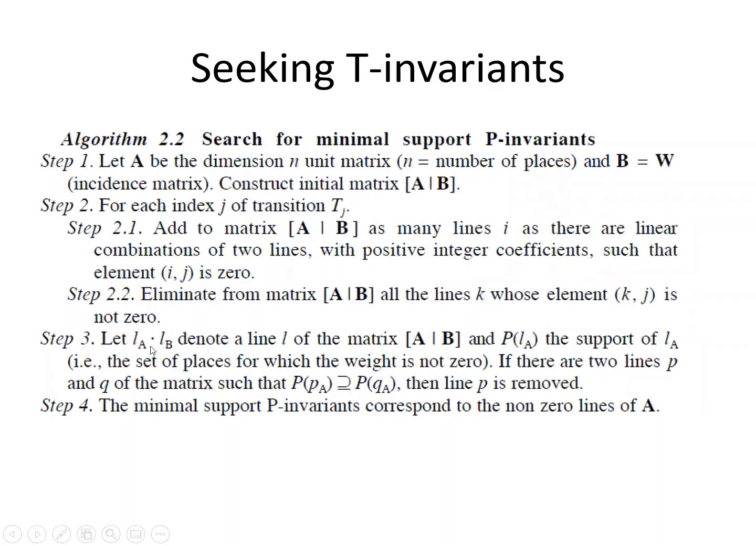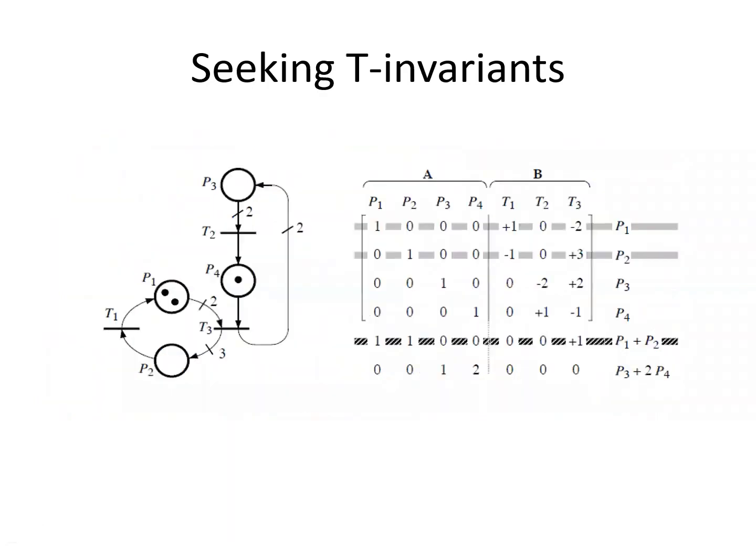the algorithm. So let LA, LB denote a line L of the matrix, and P(LA) the support of LA, that is the set of places for which the weight is not 0. So if there are two lines P and Q of the matrix such that P(PA) is a superset of P(QA), then line P is removed. So this condition is not true in this case, so we cannot remove this line.